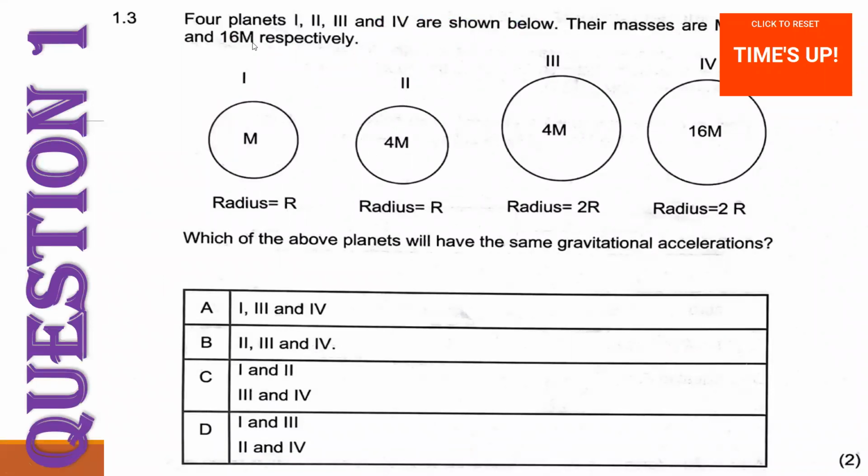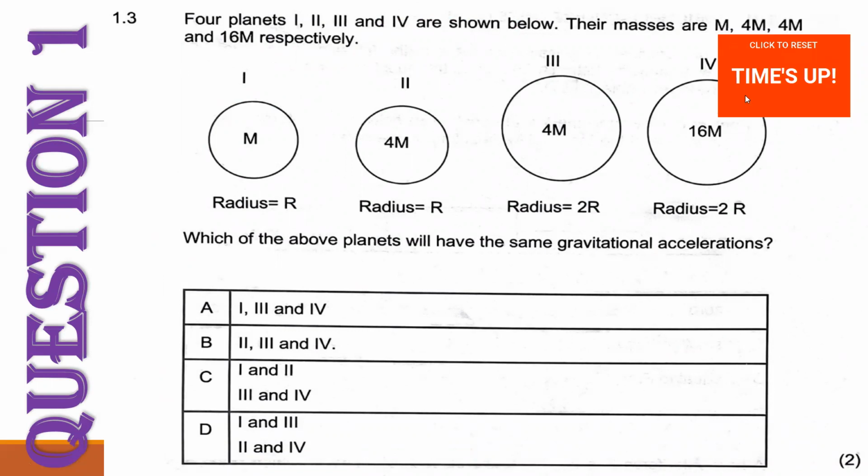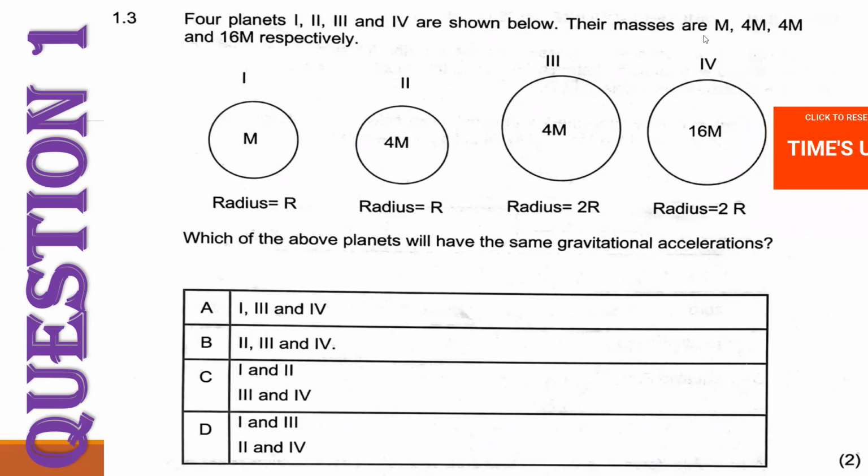So question 1.3. Let's see what they said. We have 4 planets here: 1, 2, 3, 4. The first has mass m and radius r. The second is m and r. Another is 4m and r, then 2r, 16m and 2r. And they're asking which planets have equal gravitational acceleration.